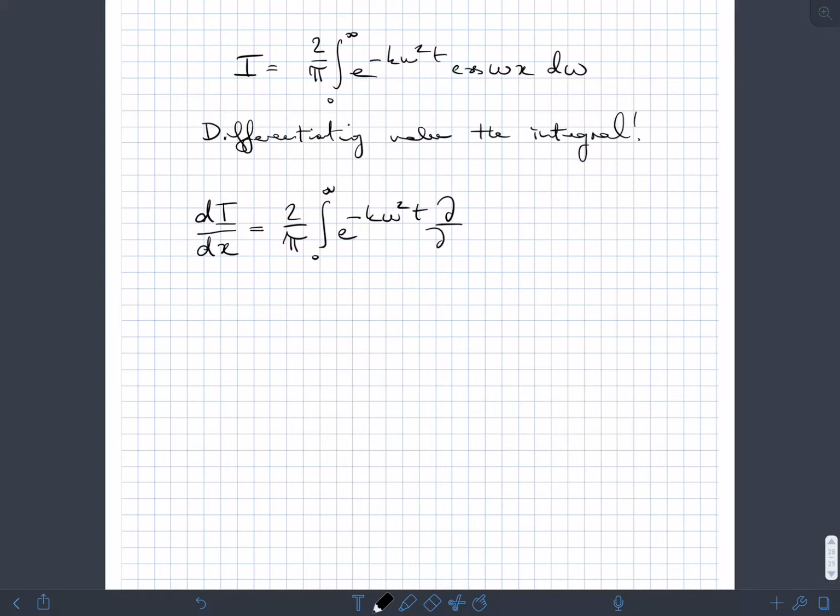So I'm going to take my partial derivative in here, and it's only going to act on the cosine omega x term because that's the only term with x in it. And then it's, of course, still integrating with respect to d omega. So I'm just going to evaluate that now. I get e to the negative k omega squared t. That omega comes out. Actually, well, negative omega comes out because it switches sign. Omega x and d omega. Cool.